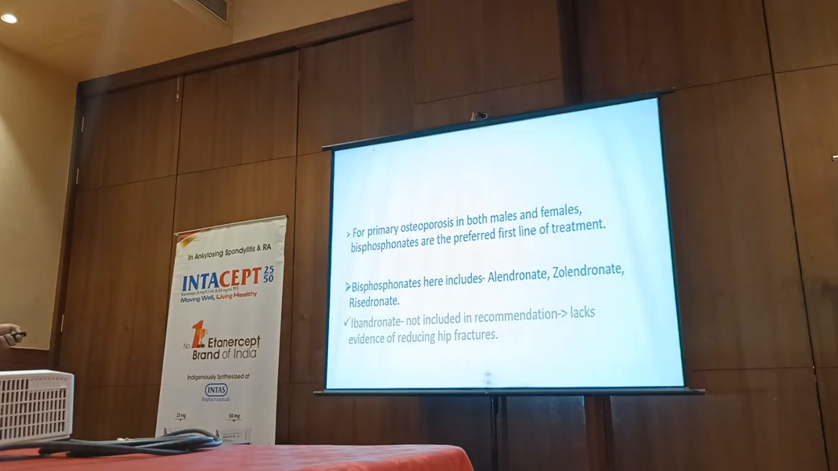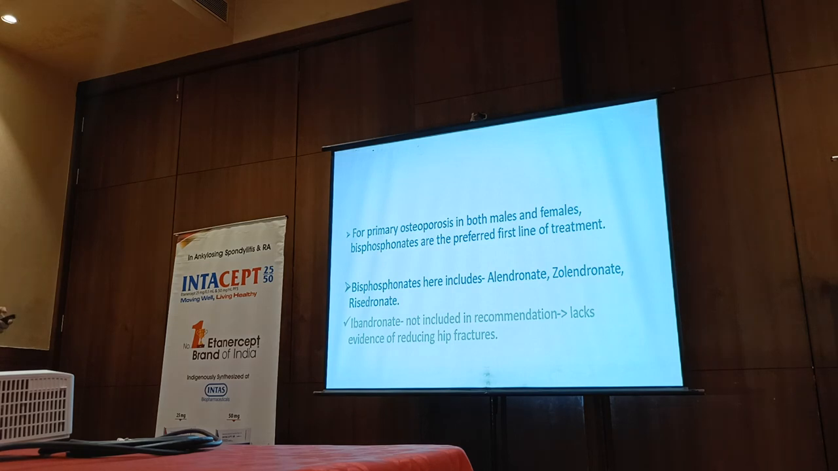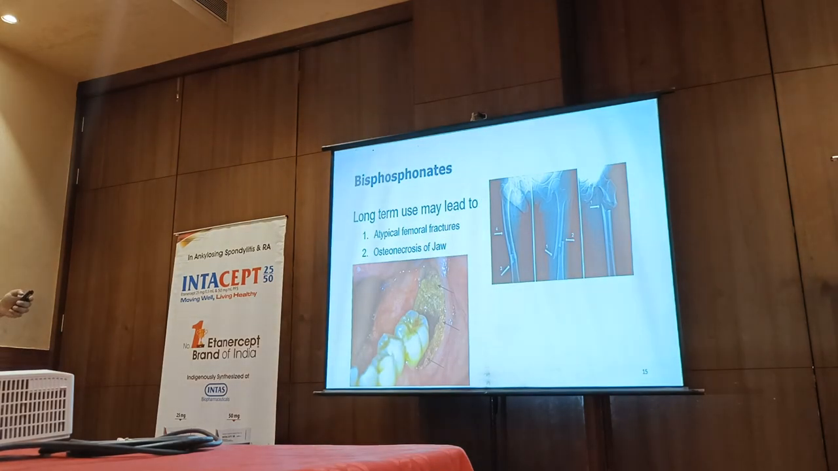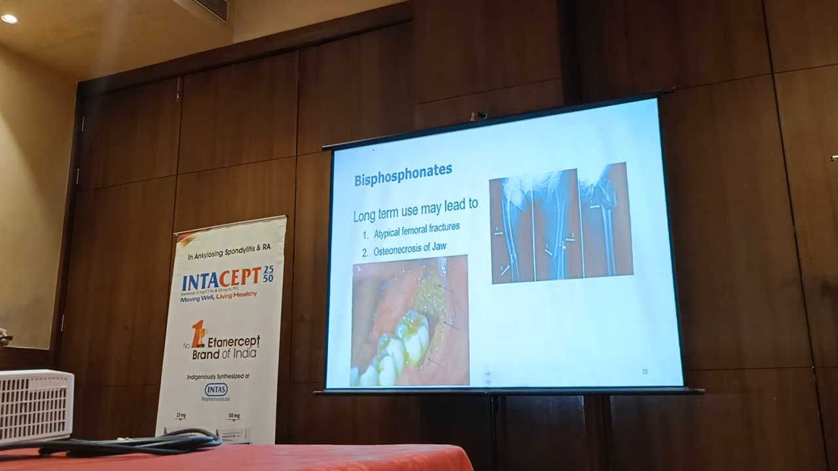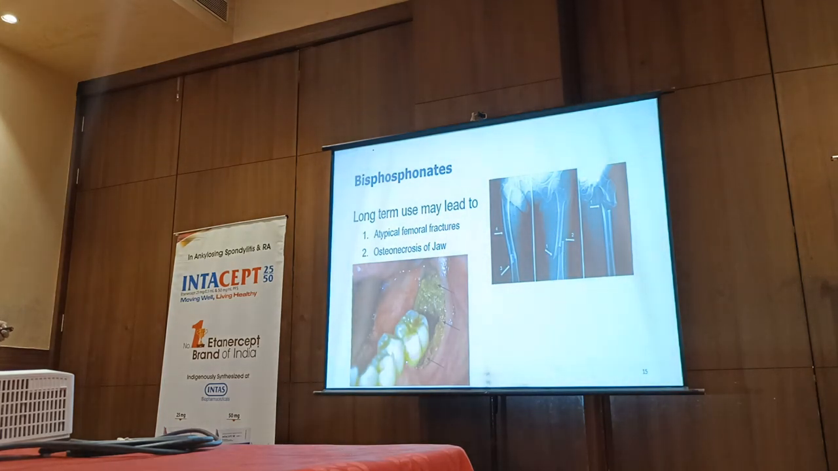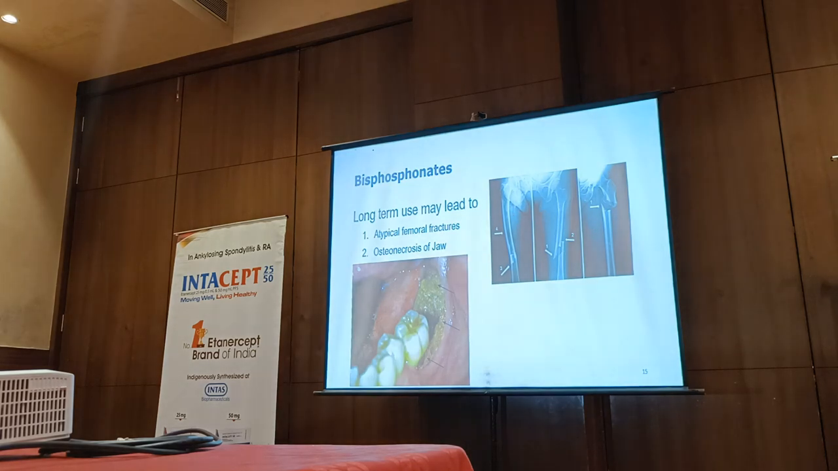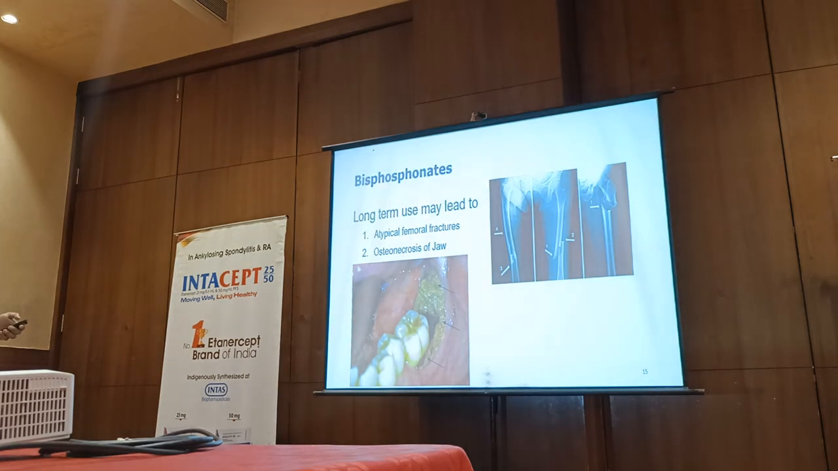So mostly used here is alendronate, followed by zoledronate once-yearly dose. Now let us see the long-term side effects. There is atypical femur fracture sometimes. These are not the classic fractures of osteoporosis. These are due to bisphosphonate problems, and osteonecrosis of the jaw as well. Here you can see the osteonecrosis.